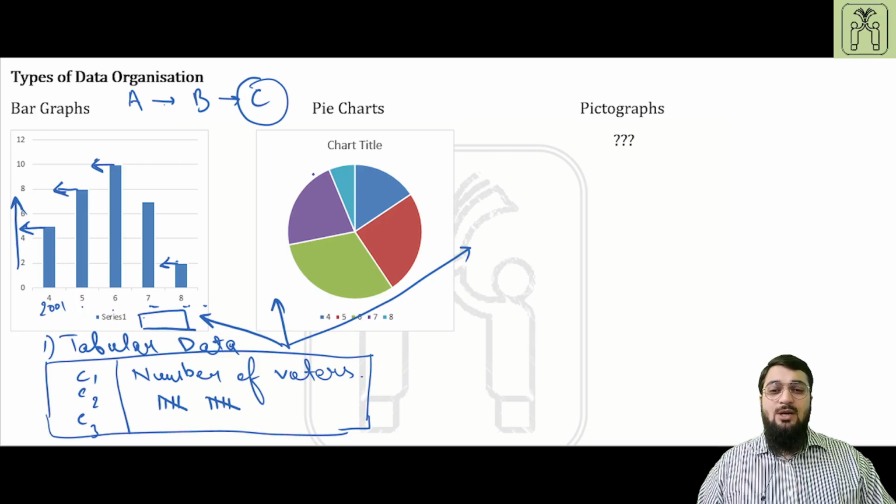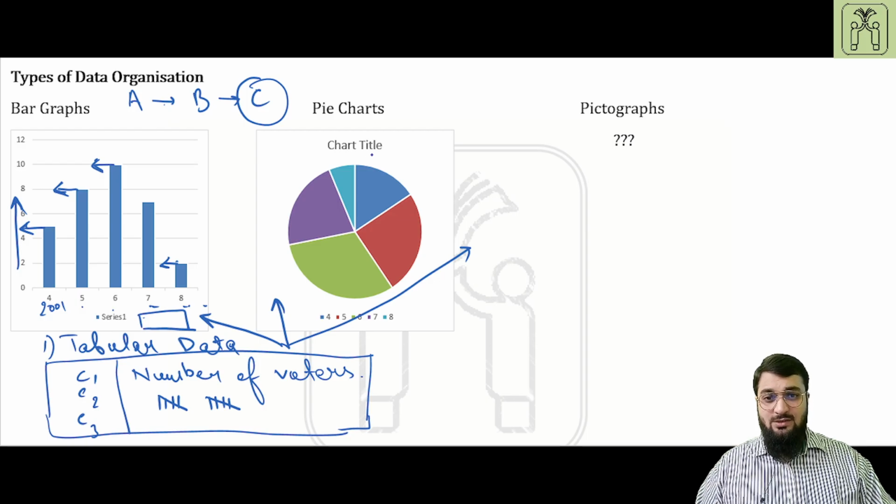Okay, so coming to the next type of data presentation method, that is the pie chart. So what is a pie chart?